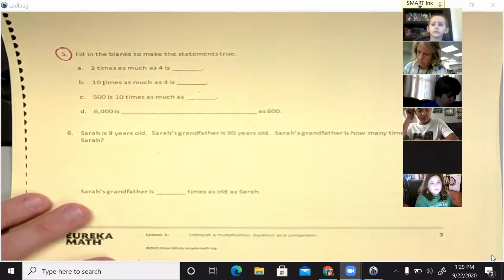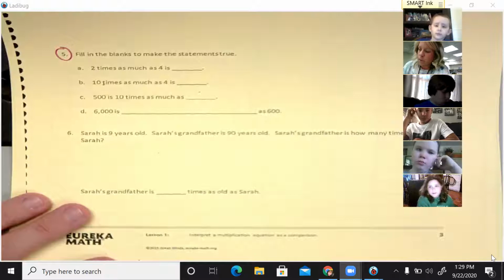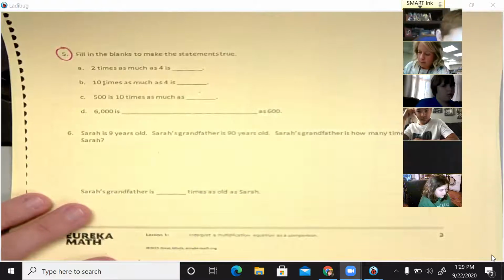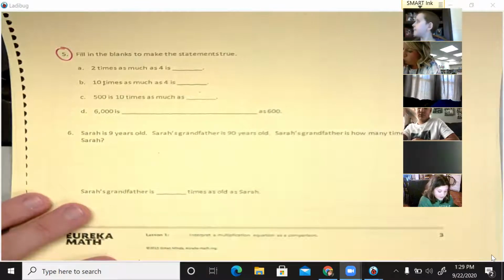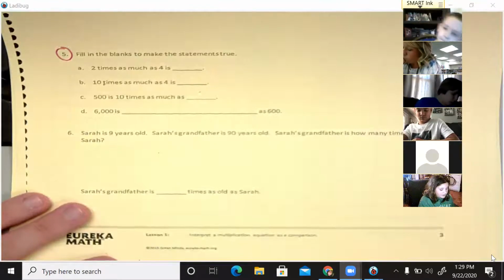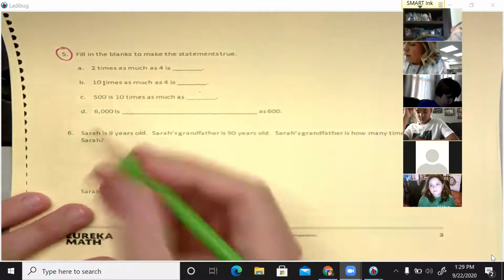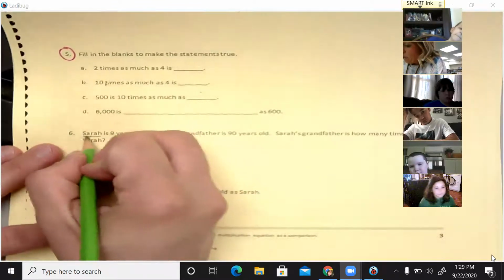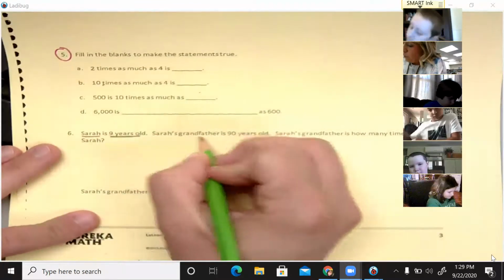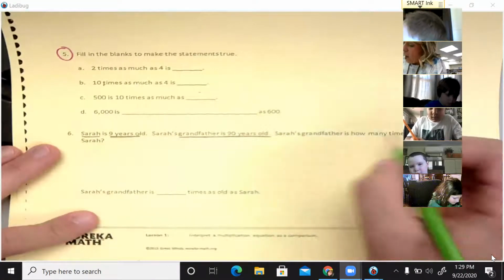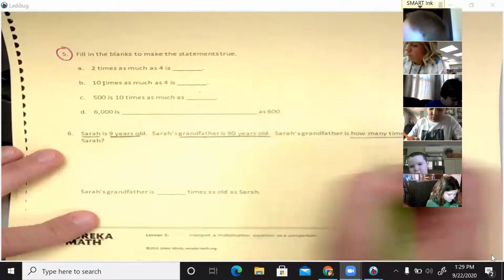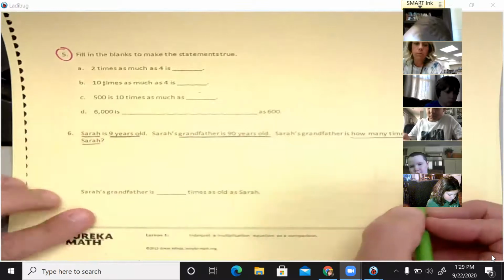Number 6, honey. Sorry, the one about Sarah. Sarah is 9 years old. Sarah's grandfather is 90 years old. Sarah's grandfather is how many times as old as Sarah? So let's go ahead and underline Sarah, 9 years old. Grandfather, 90 years old. How many times as old as Sarah?